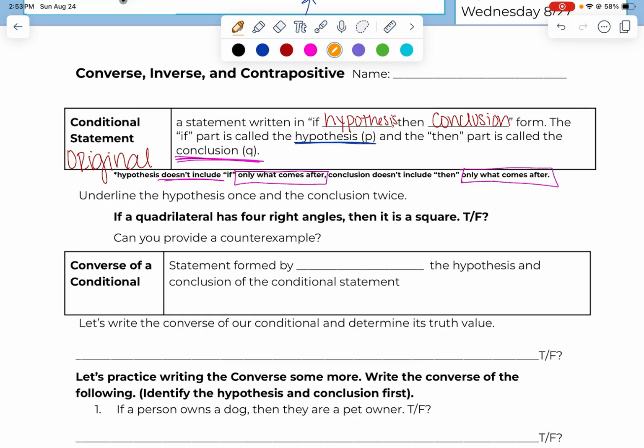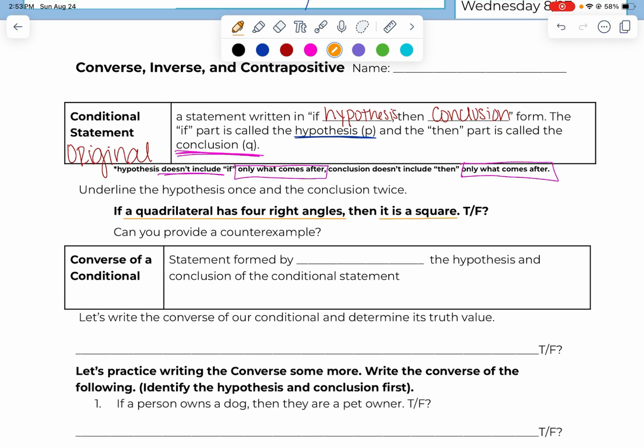So in this first example, it says underline the hypothesis once and the conclusion twice. If a quadrilateral has 4 right angles, then it is a square. So hypothesis is whatever is after the word if. So a quadrilateral has 4 right angles. Conclusion is whatever's after the word then. So it is a square. Now, TF, that stands for true, false. Is this a true statement or is this a false statement? If you can provide a counterexample, it is false.